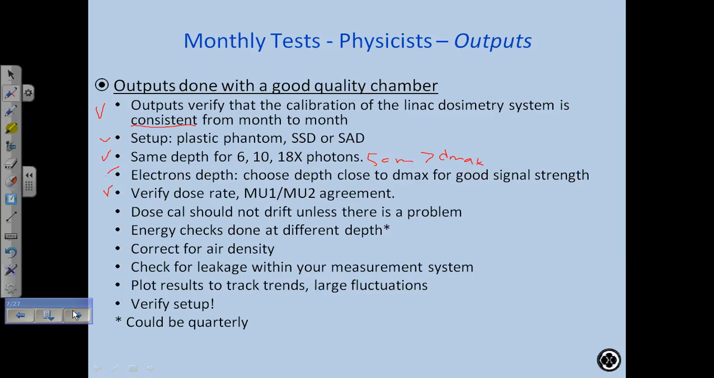Dose cal should not drift unless there's a problem. Okay, so the calibration is usually pretty consistent. Energy checks are also done on a monthly basis. I do energy checks on a monthly basis. It doesn't take that much longer. You just put some more plastic on there and compare.